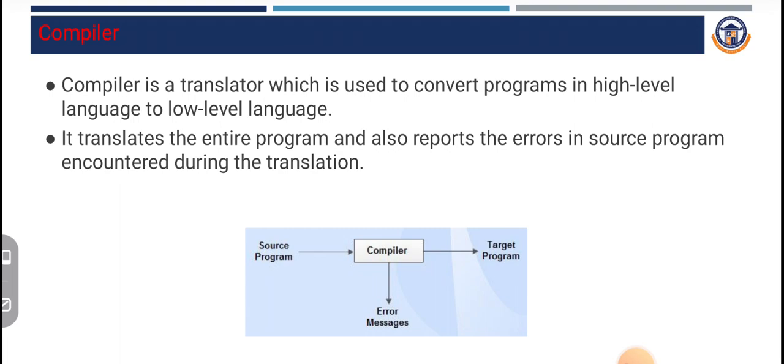This is the example diagram. The source program is a user input, that is a high level language program. The compiler is one type of translator. The user program, the high level language program, can be converted into a target program using the compiler translator. If there is any error in that particular program, it will display the error message. That is the compiler type.